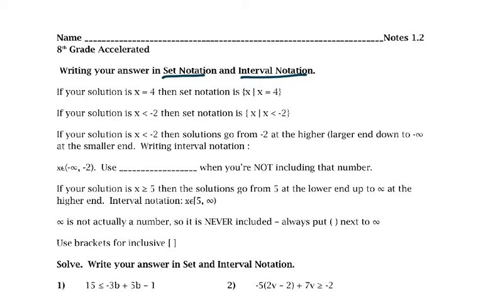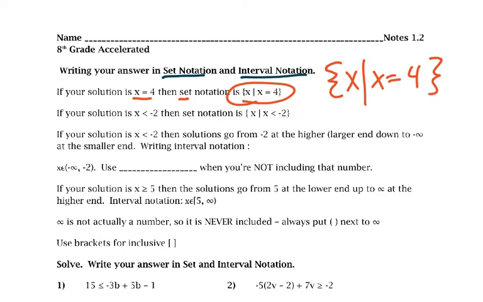If your solution is x equals 4, then set notation would be written in this format. These are braces, and you're going to write x, and then this vertical line means such that. So x such that x equals 4, and then you close your braces, and that's set notation.